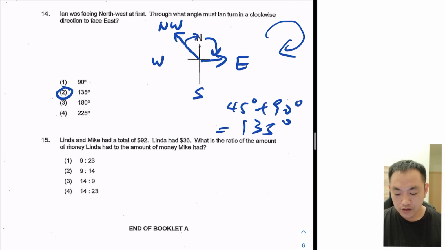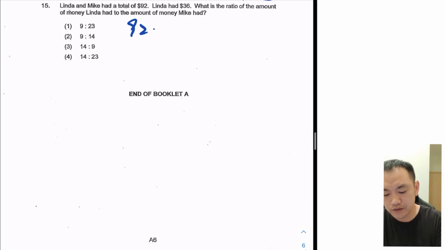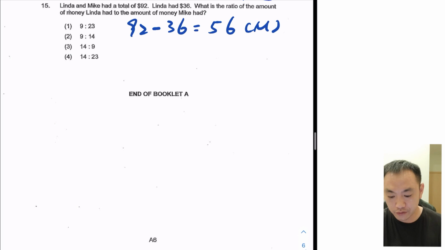Okay. So let's move on to the last question. Question 15. Linda and Mike have a total of $92. Linda has $36. What is the ratio of the amount of money Linda had to the amount of money that Mike had? Okay, so Linda has 36, and in total they have 92. So 92 minus 36 equals 56. So that's Mike's money.